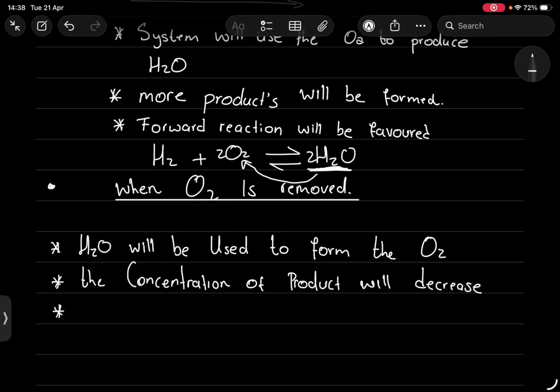Because what will happen? If water is used to form O2, it means the reaction is going in that direction. Do you see that? Yes, sir. So it means the reverse reaction will be favored.